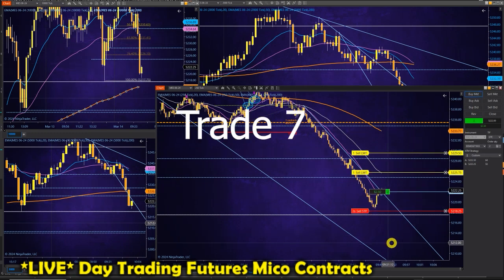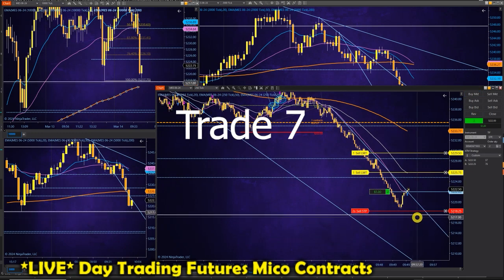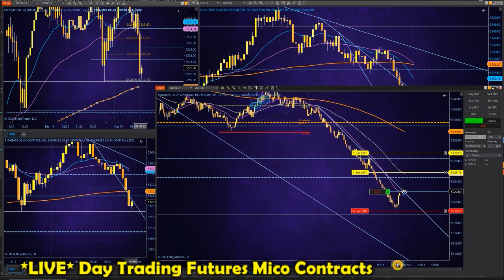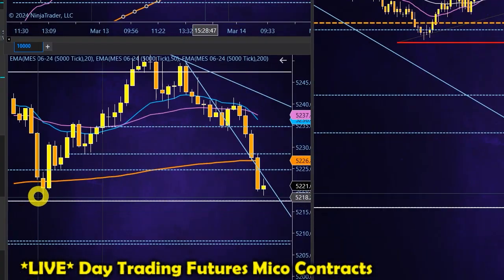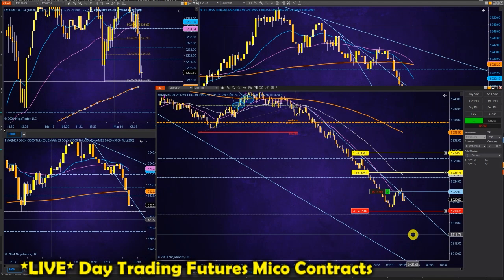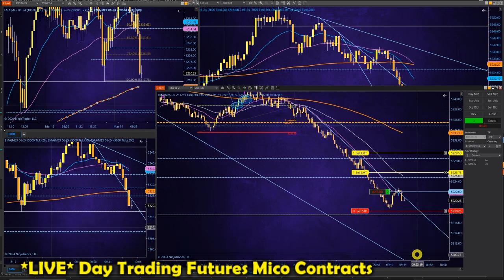Order filled. If it breaks over that trend line, I'll give it a try. See if it'll bounce here for us. Even a little bit. No, it's not going to bounce. It wants to sweep. I probably should have waited for this level to be swept right here. Yeah, I definitely should have because it's not ready to go back up yet.